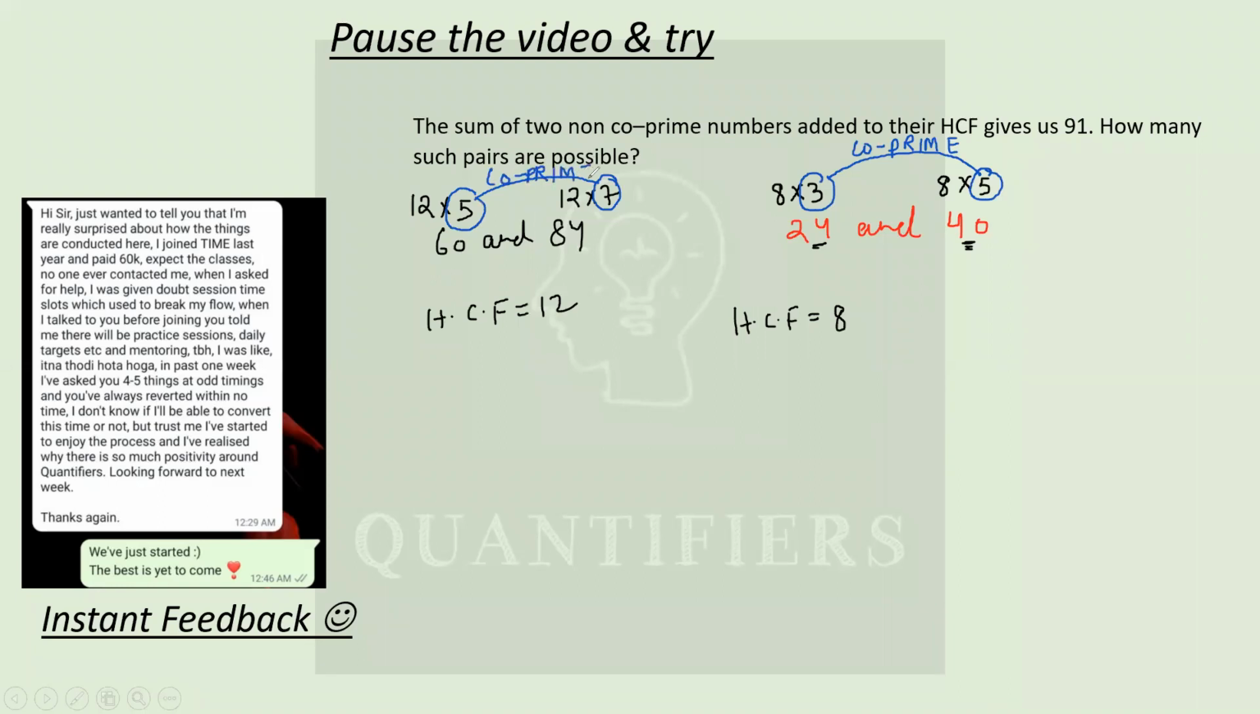Students, if you are aware of this concept, then only you can solve the original question. Else you will not be able to solve it. I hope this concept is clear to all of you. Okay, I'll repeat it again. If you take out the highest common factor, the two numbers which you are left with will definitely be co-prime to each other. Now let us come to the question.